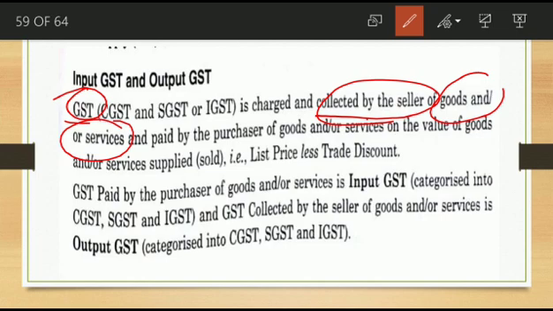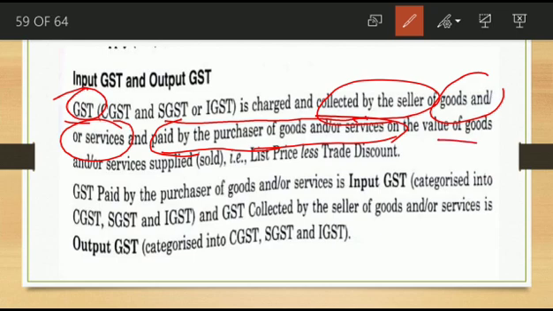And whose responsibility is it to pay this amount? The purchaser. When we are purchasing goods, as the consumer, we should pay this amount. So who will pay this amount? This GST is paid by the purchaser of goods, or if you are purchasing a service, then the person purchasing those goods or services has the responsibility to pay GST.